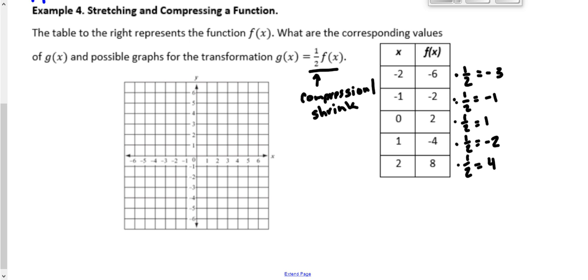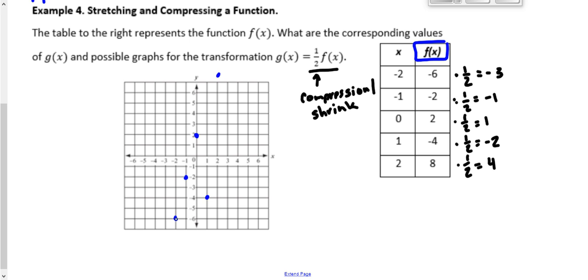Our old outputs, I'll do in blue on the graph, we would have -2, -6. We would have -1, -2, 0, 2, 1, -4, and 2, 8, which is off our graph a little bit.